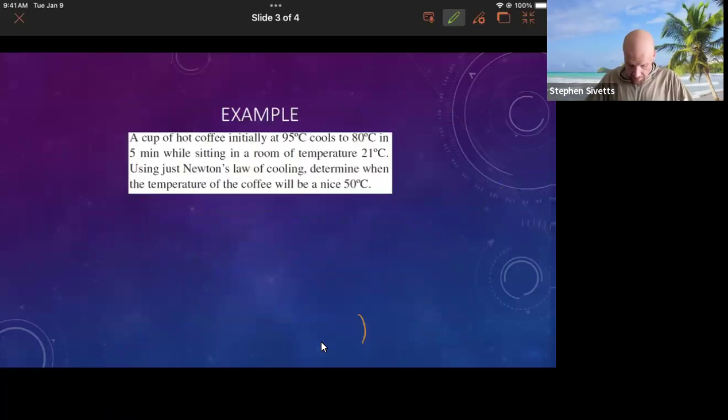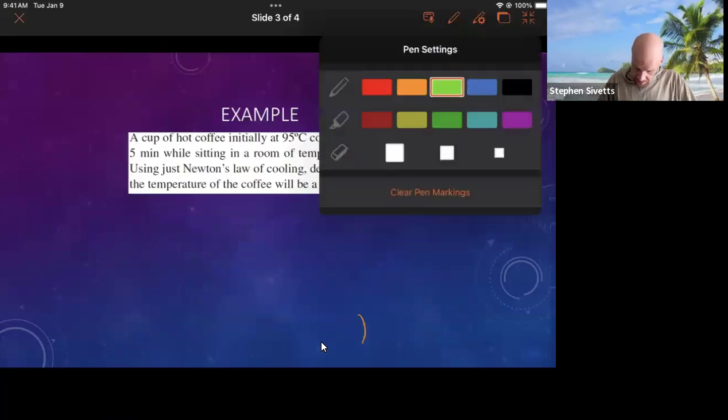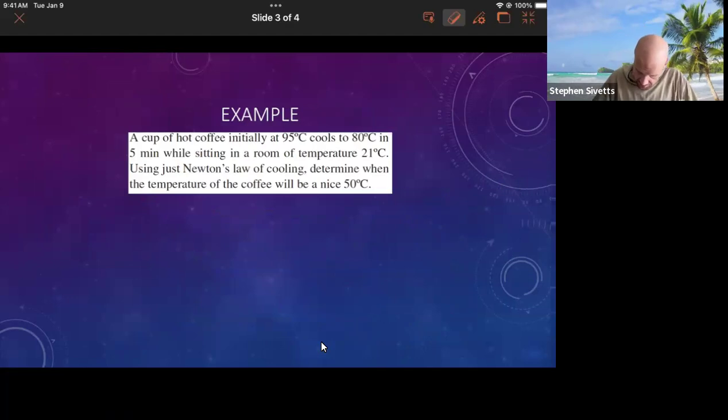A cup of hot coffee initially at 95 degrees Celsius cools to 80 degrees Celsius in 5 minutes while sitting in a room at room temperature of 21 degrees Celsius. Using Newton's law of cooling, determine when the temperature of the coffee will be a nice steaming hot 50 degrees Celsius. Pause the video and formulate a model that expresses this scenario. All right, I assume you worked on this example.